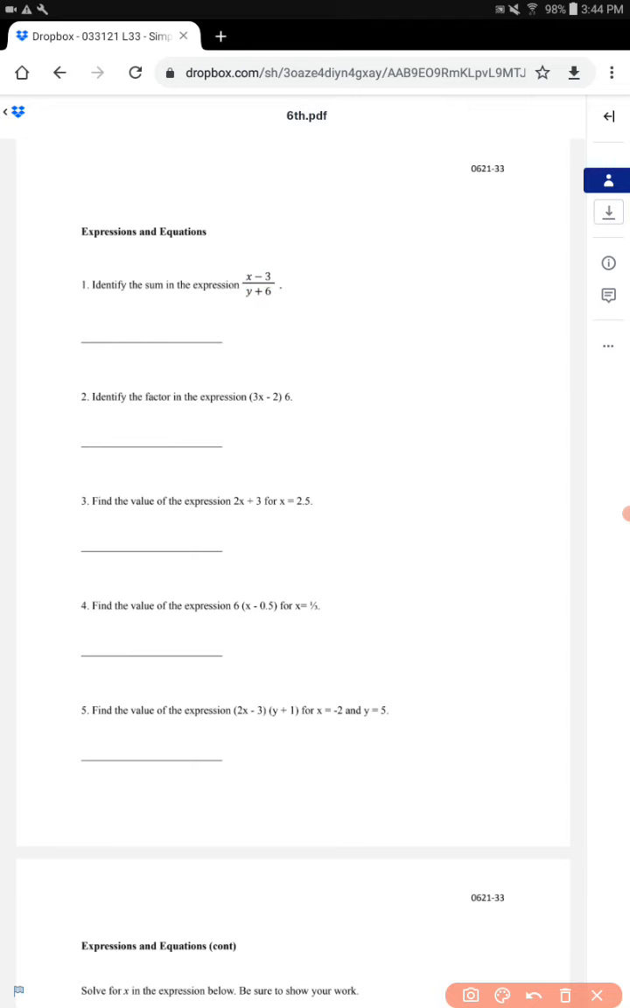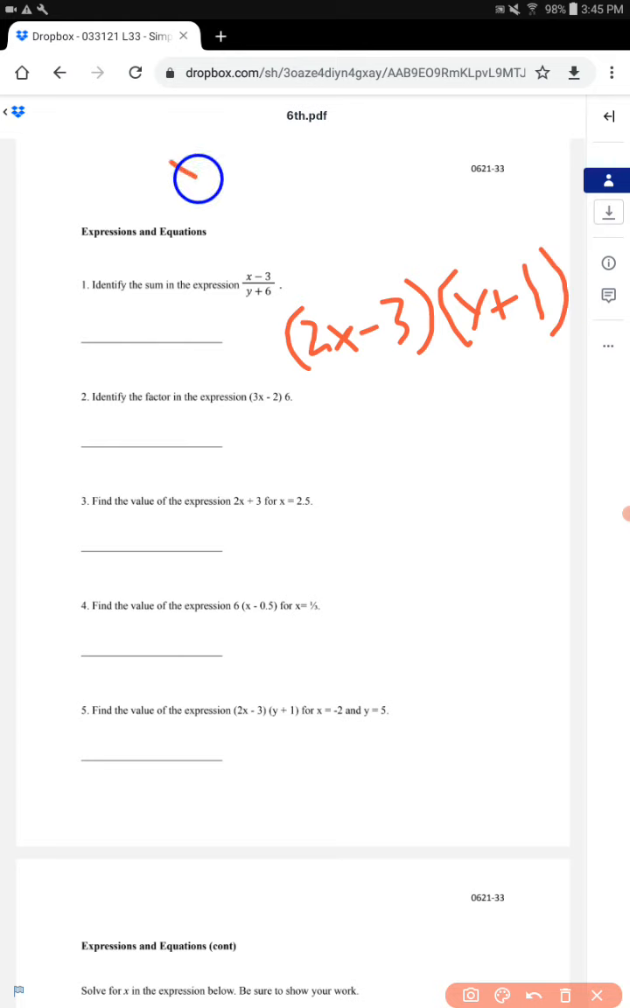And let's try number 5. Find the value of the expression 2x minus 3, y plus 1, and x equals -2, and y equals 5.